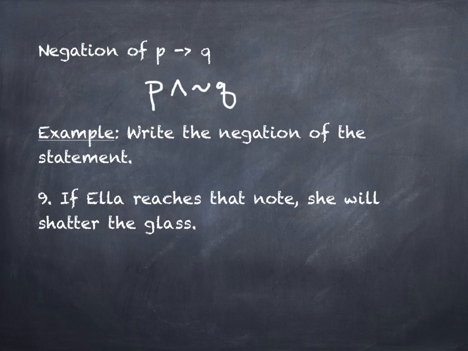So we're going to write a negation of this statement now. It says if Ella reaches that note. So the statement is that Ella reaches that note. Okay? So notice that's P. The if is not a part of P. It's a part of the implication. It's part of the connective. So I'm going to write down P again, which is Ella reaches that note.